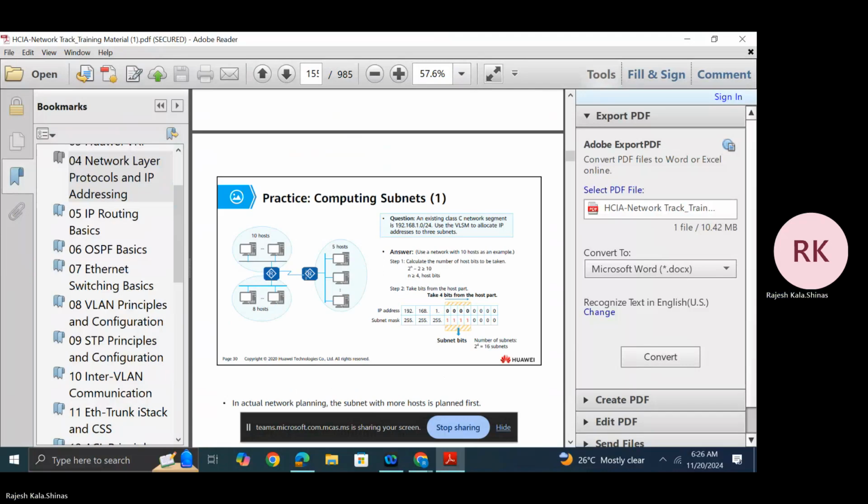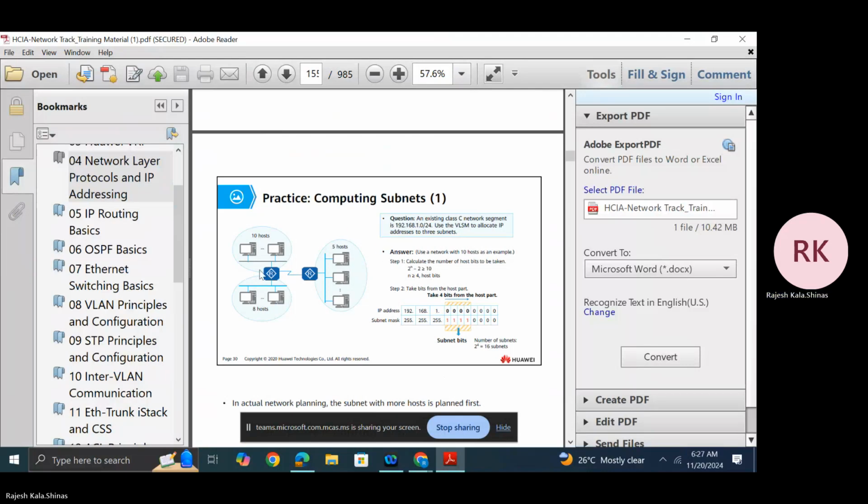Now VLSM based on host addresses. Here also, how many subnets do we need? Three. So three subnets means how many hosts do we need; like that we can calculate. This one is an existing class segment. Use VLSM to allocate IP addresses to three subnets. They've given the requirements, host addresses, everything.